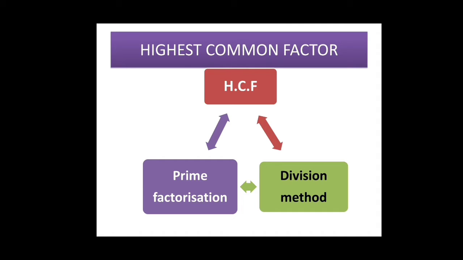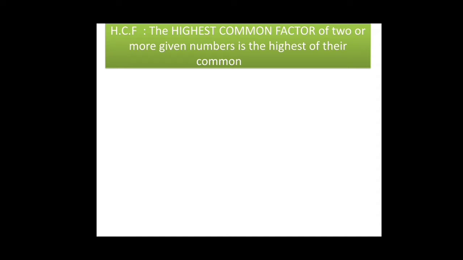Today we are going to find HCF in two ways, that is prime factorization method and also in division method. Let's start. What is HCF? The highest common factor of two or more given numbers is the highest of their common factors. Let's see through an example. Find the HCF of 12 and 18.